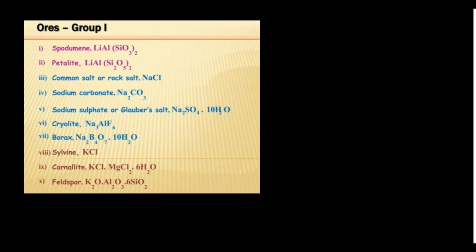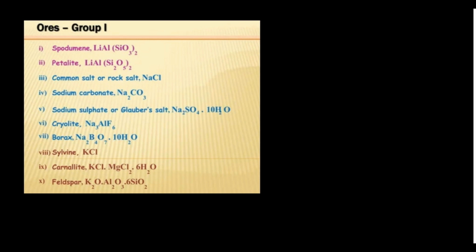If you go for the source of sodium, then the common salt or rock salt, which is NaCl, the table salt which you commonly use in your house, is the main source of sodium. Then sodium carbonate, Na2CO3, another very important one. Then sodium sulfate, Na2SO4. When it has 10 moles of water of crystallization, it is known as Glauber's salt. This is again a very important question for your examination: what is the formula of Glauber's salt? The formula of Glauber's salt is Na2SO4 with 10 water of crystallization.